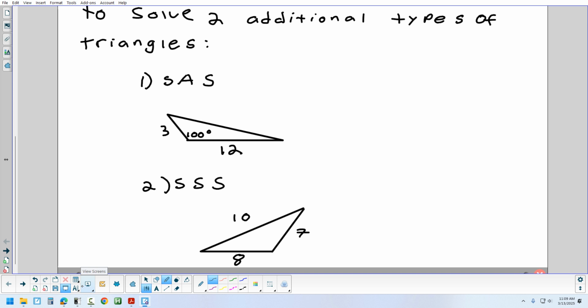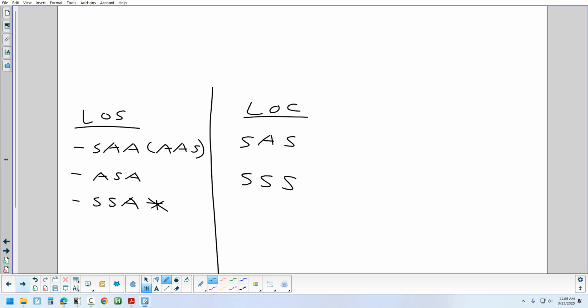How come you would never have like angle, angle, angle? Right, you wouldn't have any reference for the size. Like if I said, I want you to tell me all the lengths in the following triangle. The angles are 60, 60, 60. Well, you know it's equilateral, but you don't know, is it a small equilateral or a big equilateral? The sides could be anything. So no matter what type you're doing, you always have at least one side in every type.